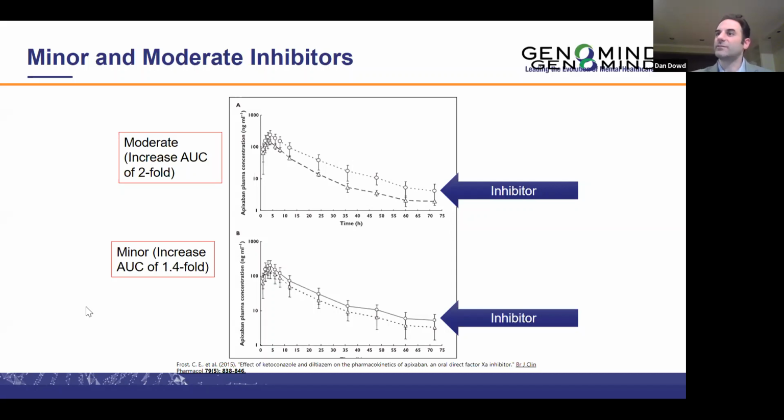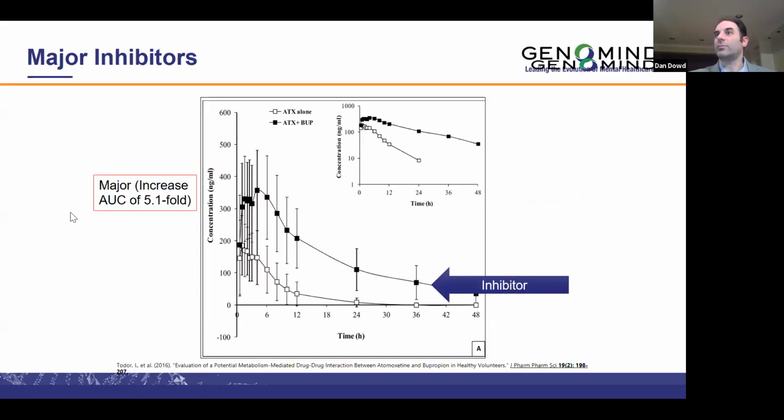So can you imagine giving someone a medication and then giving them another medication and their blood levels of that drug increase 5-fold? Well, that's exactly what happens with Strattera when you give it with Wellbutrin. Here's an example of that right here. If you look at these squares, the white squares down here, that's atomoxetine. Atomoxetine by itself, standard doses of Strattera.